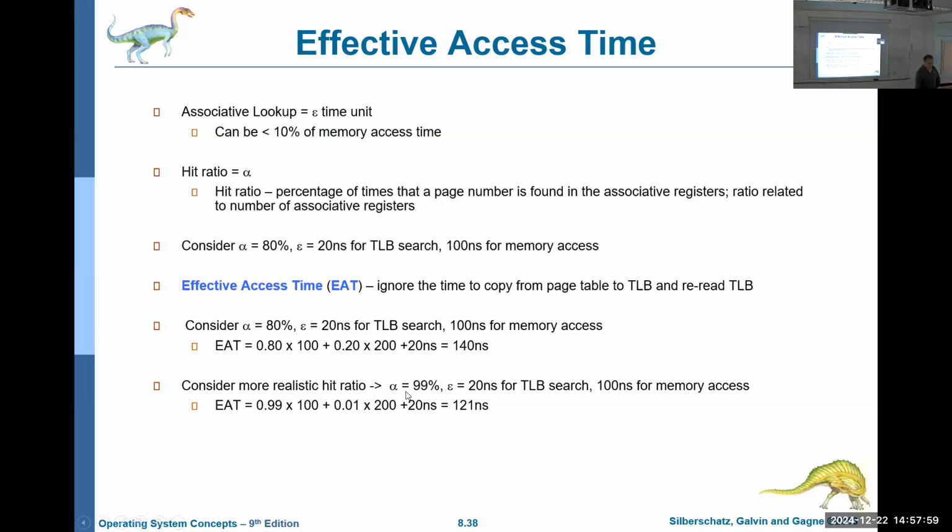So in any case, if our hit rate is 99, am I right? I think so, yeah. So what would it be? It would be 99 times 100 plus 0.01 times 200 plus the 20 that we can't avoid. So that would give us 121. So you see, it really is important to have a high hit rate, because that's better than that.